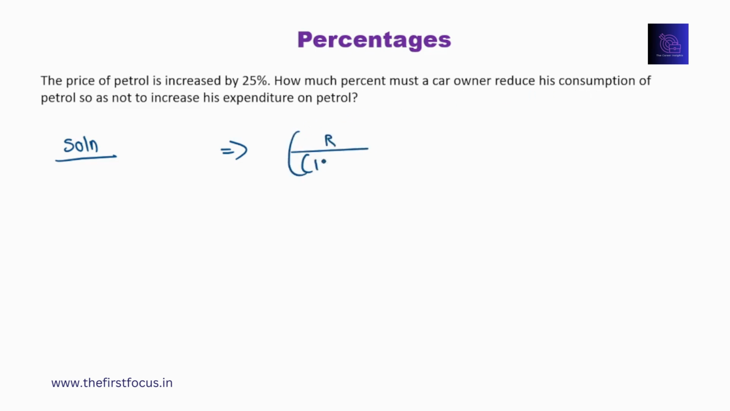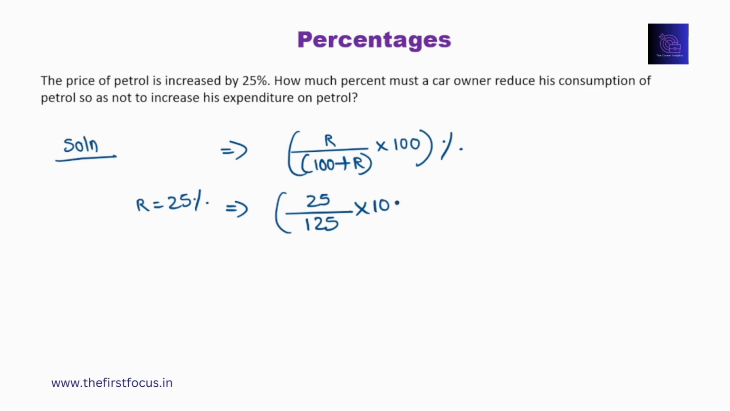R divided by 100 plus R, into 100. Suppose if the price is decreased, the value changes here to 100 minus R. Here the price is increased, so we put 100 plus R, and substituting R equal to 25% in this formula, we get 25 divided by 125 into 100.